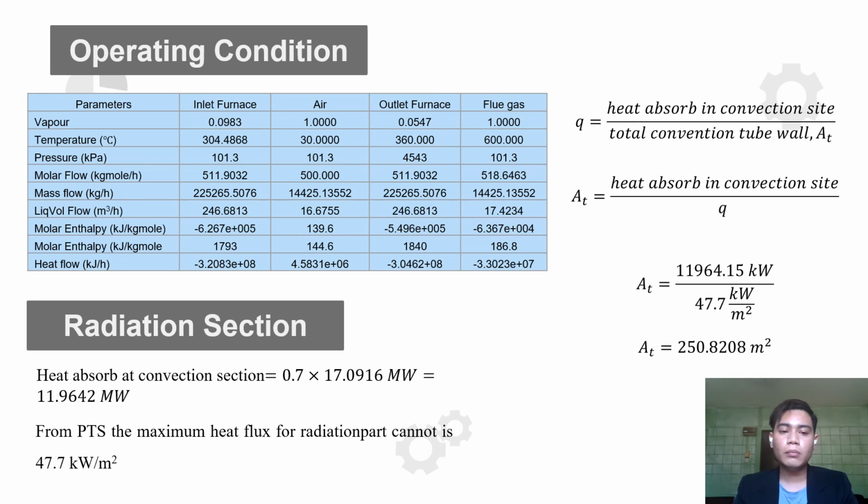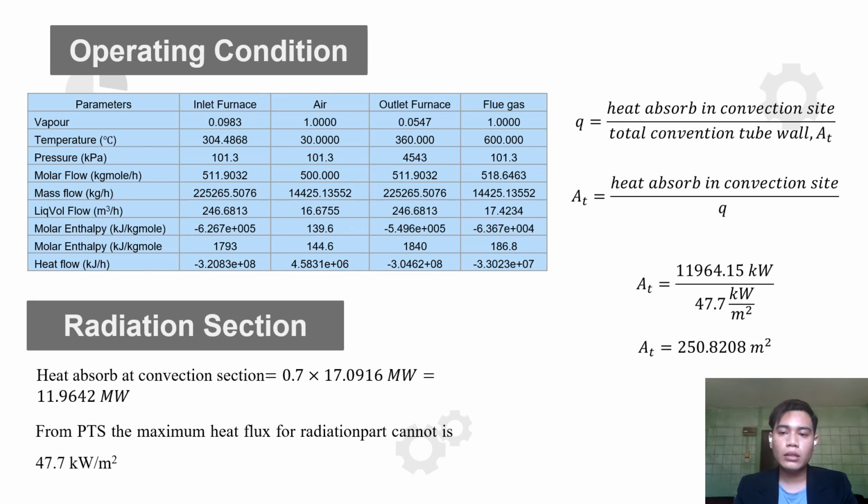For the calculation part, I show the calculation for the radiation section. For the radiation section, it is shown that 70% of the heat comes from the radiation section. So we need to calculate the area of the radiation section. From the PTS, Petronas Technical Standard, it mentioned that for the radiation part, the heat flux cannot be more than 47.7 kilowatt per meter squared.